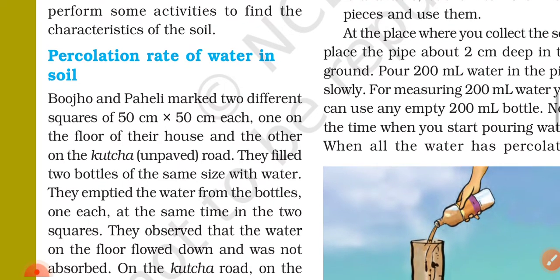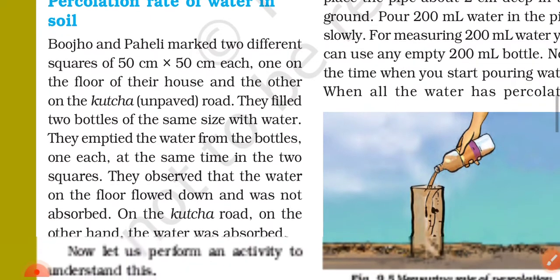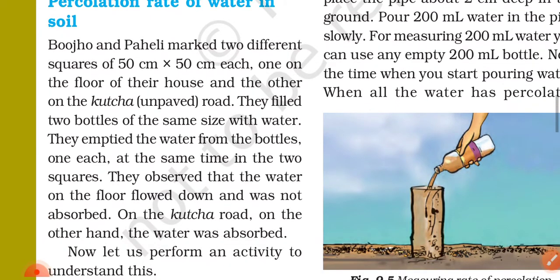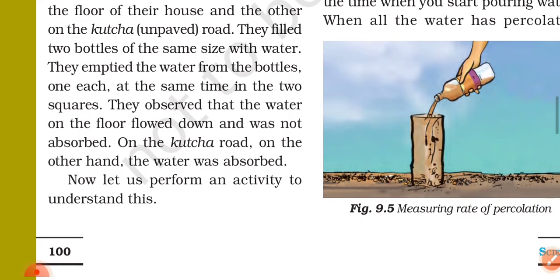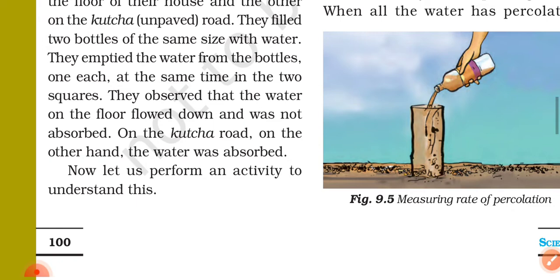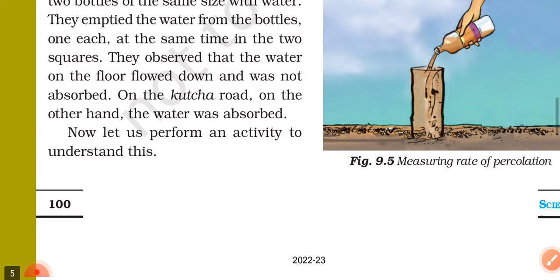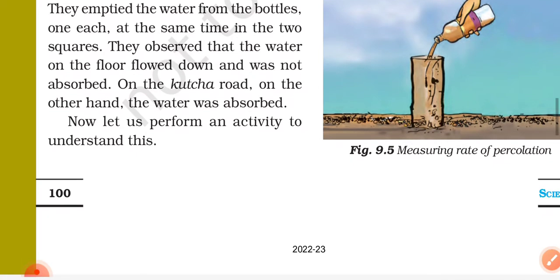Boojho and Paheli marked two different squares of 50 by 50 cm each. One on the floor of their house and the other on the kacha unpaved road. They filled two bottles of the same size with water. They emptied the water from the bottles, one each at the same time in the two squares. They observed that the water on the floor flowed down and was not absorbed. On the kacha road, on the other hand, the water was absorbed. Now let us perform an activity to understand this.